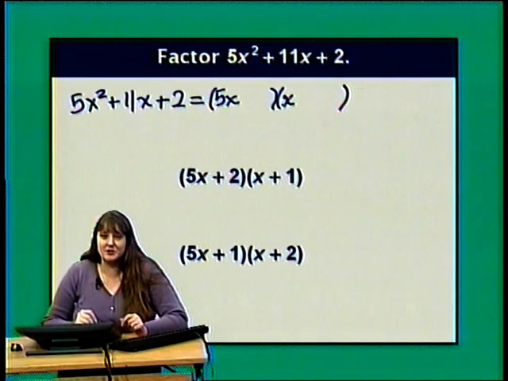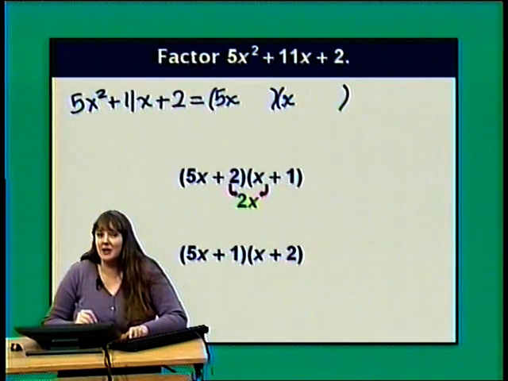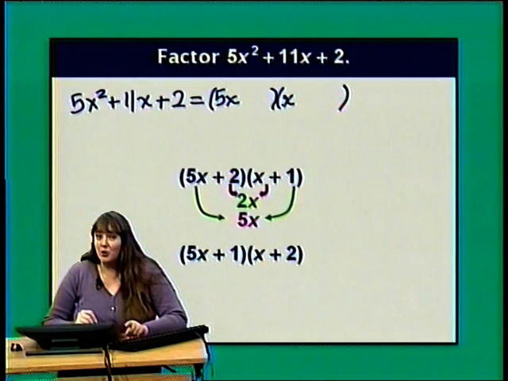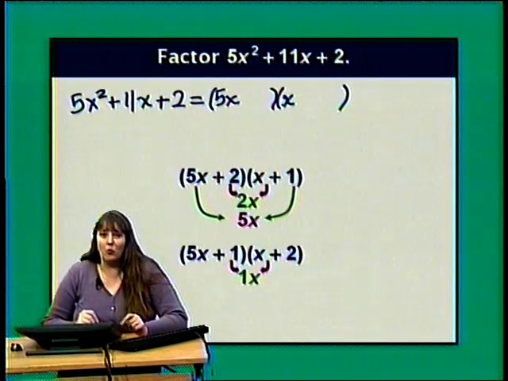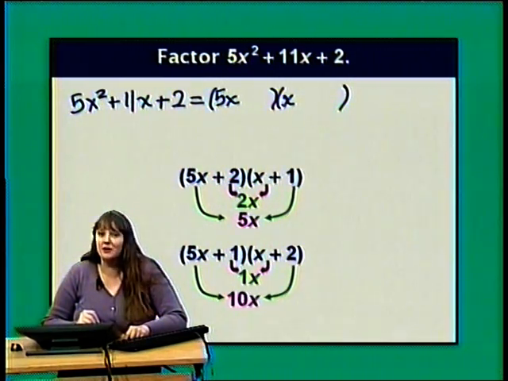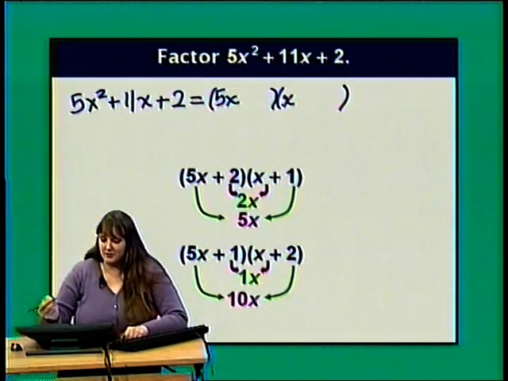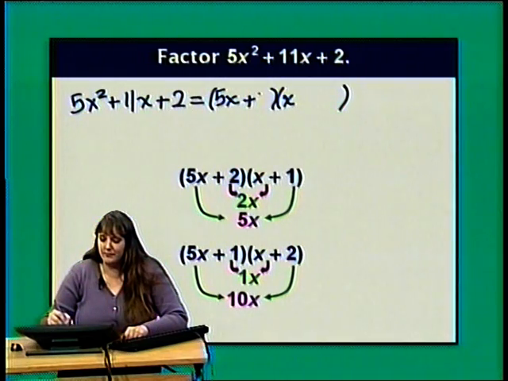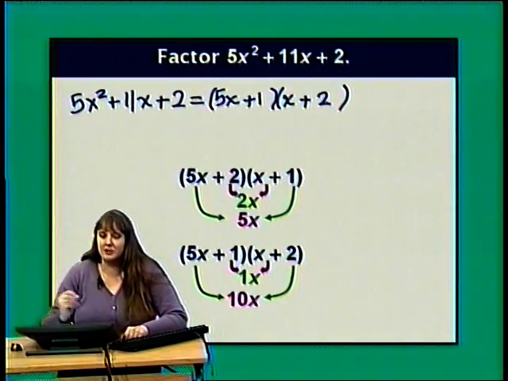Looking at our first case, our inner terms, 2 times x, multiply to 2x. Our outer terms have a product of 5x. 2x plus 5x is 7x. We want our middle term to be 11x. What about our other choice? Our inner terms, 1 times x, give us 1x, and our outer terms have a product of 10x. 1x plus 10x is 11x, so it looks like this factors to 5x plus 1, x plus 2.